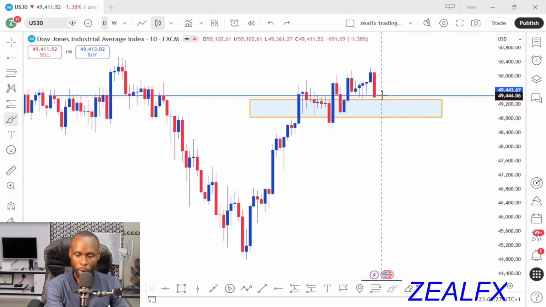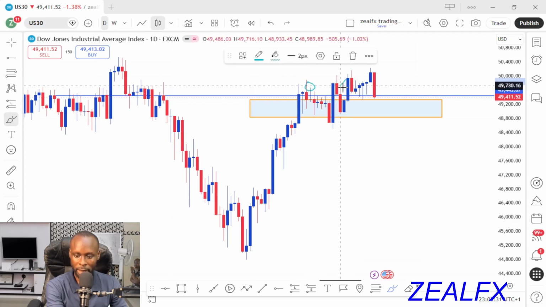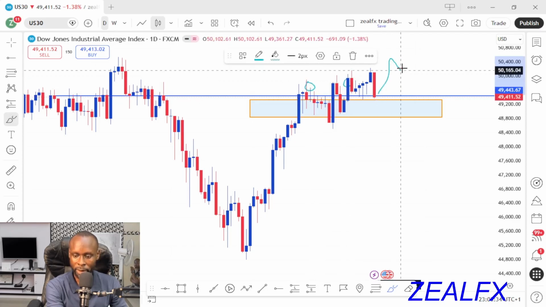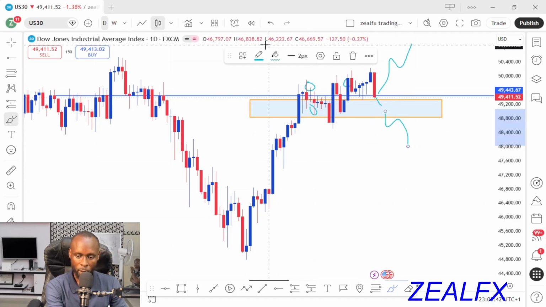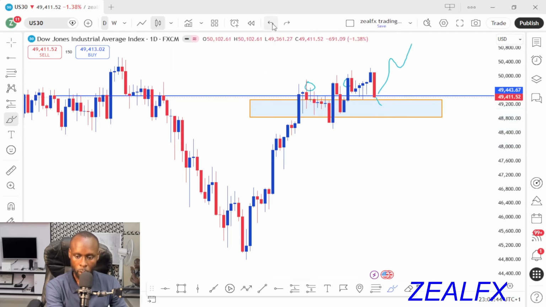But for a buying scenario, we need price above this resistance. We can't buy from these resistance areas. We need price above this resistance, we test, then we can start looking for buys. For a sell scenario, we cannot sell from this support area. We need a break below, then we can start looking for sells for the US30. So US30 is not that clear to trade this week.